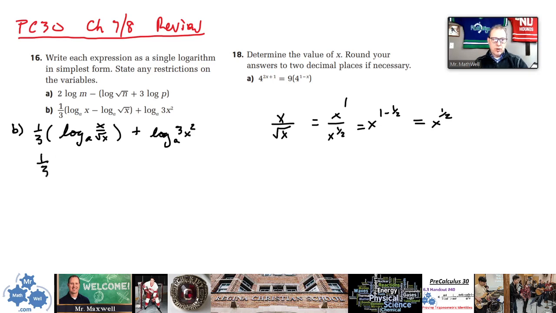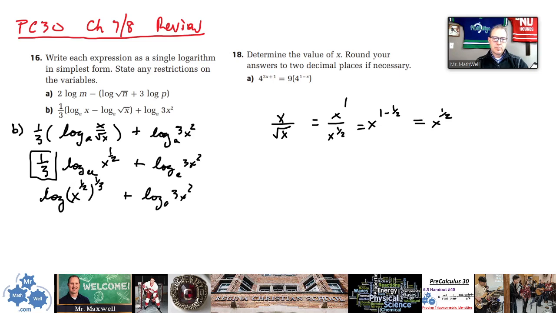So now we have 1/3 log of root x, or let's write that actually as x to the 1/2, base a. And then what we can do here is take this coefficient, using the power rule of logarithms, and write this as log of x to the 1/2 to the power of 1/3. And what does that do for us? Well, we can multiply our exponents if you have a power raised to a power. Oops, I forgot my a. So that's x to the 1/6. Hey, we're getting really close here now.